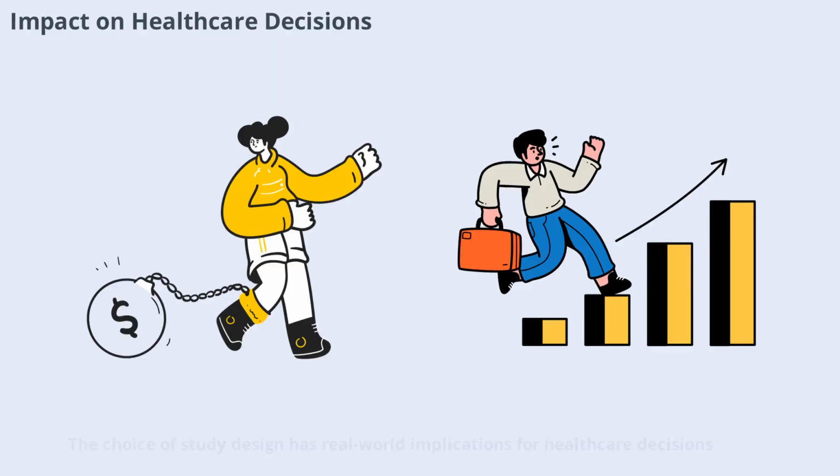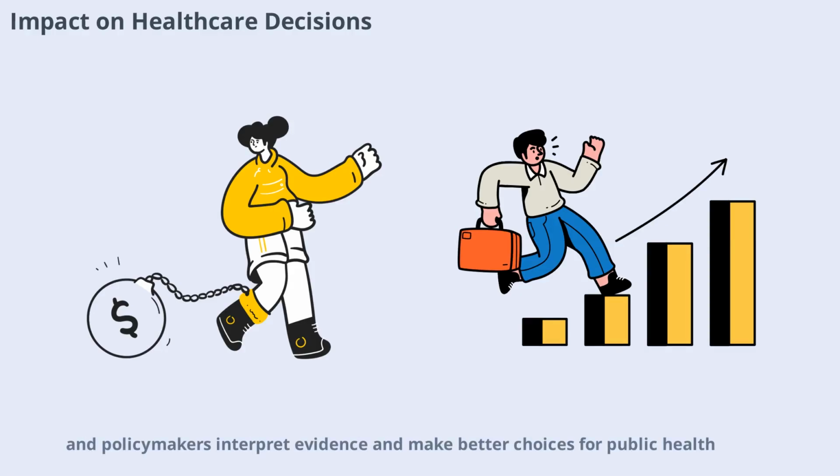The choice of study design has real-world implications for healthcare decisions. Reliable research informs guidelines, policies, and patient care. Understanding the strengths and limitations of each design helps clinicians and policymakers interpret evidence and make better choices for public health.